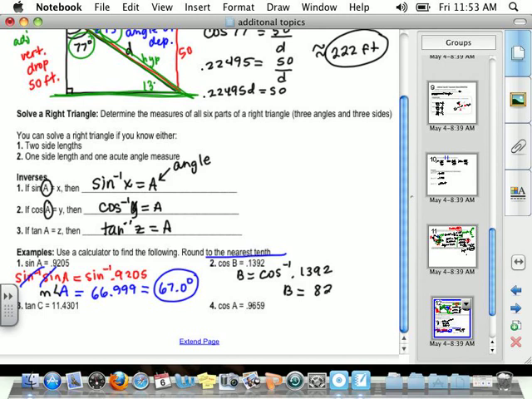All right, cosine of B. So if I'm solving for B, I need to do inverse cosine. So I'm going to do inverse cosine of 0.1392. Anybody have that one? Yep, 82.0, right.